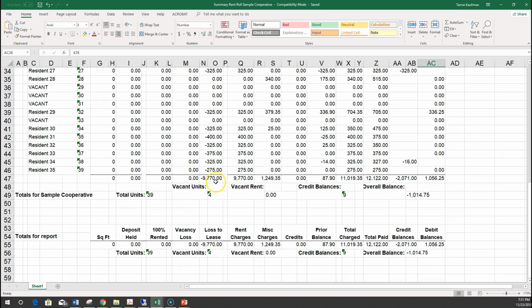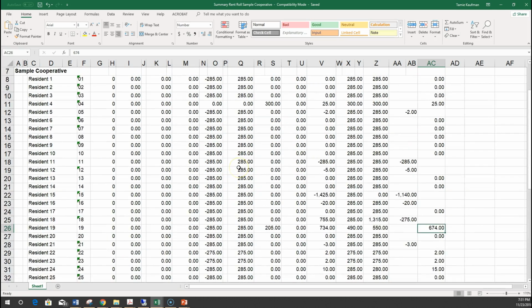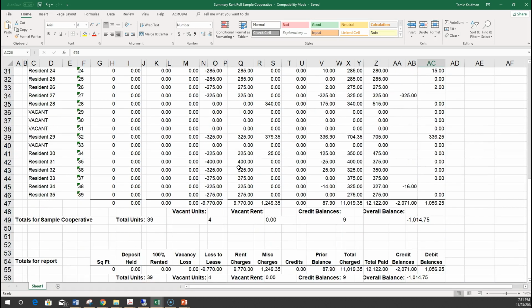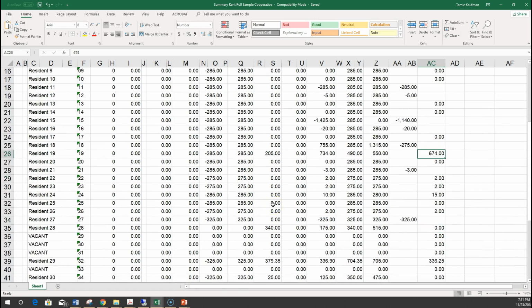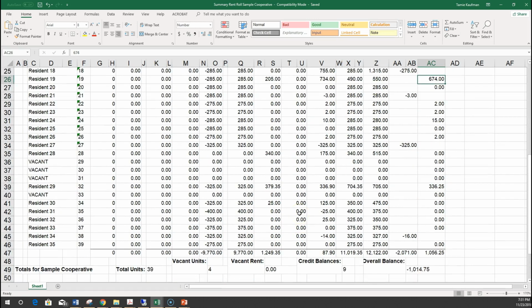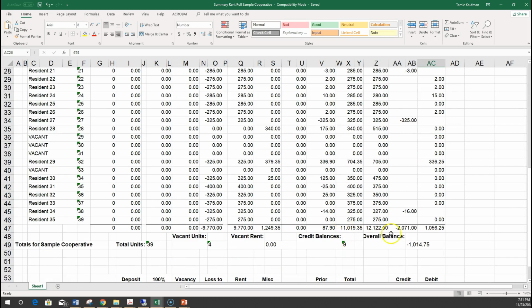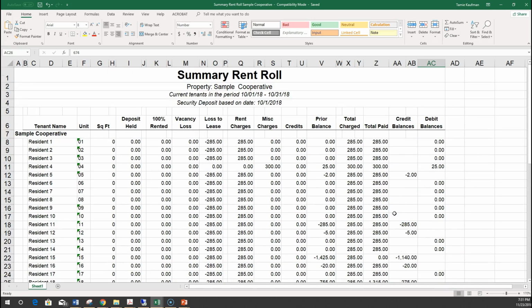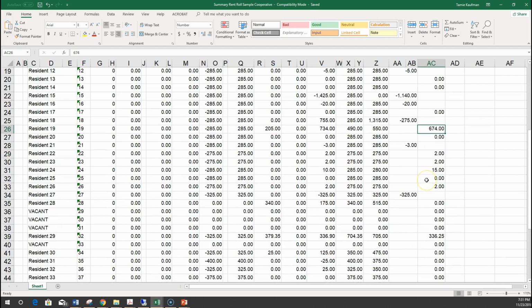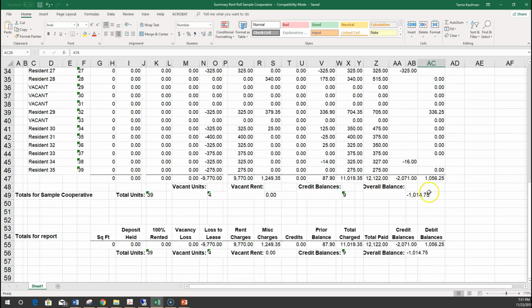And then you get your totals, your total charge, your loss, your rent charges, these should balance, and then your miscellaneous charges, followed by your credits, excuse me, your prior balance, followed by your total charged on your totals. And then you've got your total paid, your credit balance, and your debit balance. So those are all totaled on the bottom.